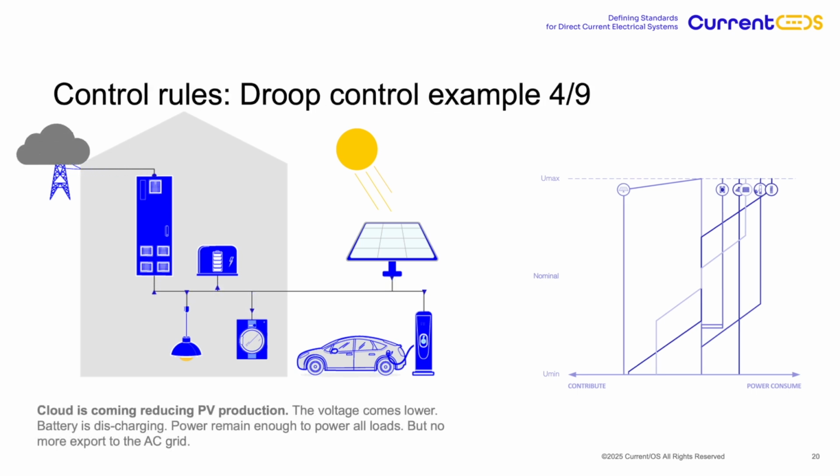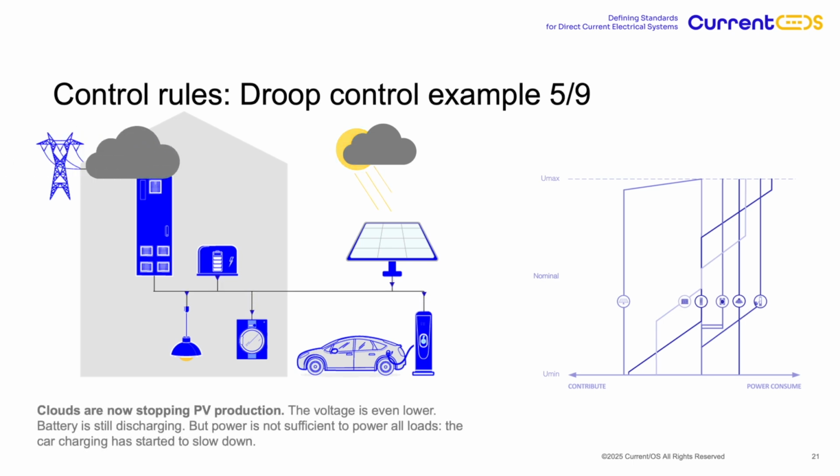A cloud passes by, reducing the photovoltaic contribution. The voltage drops, and the system adjusts to a lower equilibrium. At this new equilibrium, the missing power is drawn from the battery. Despite the change, all loads continue to operate at their nominal power, ensuring no disruption on the consumption side.